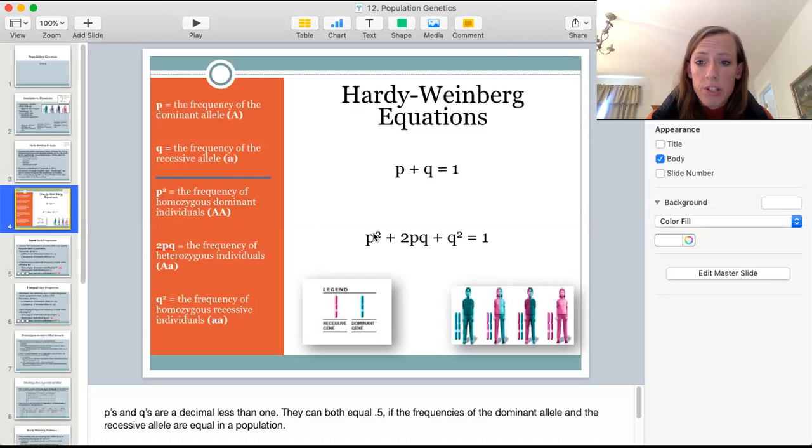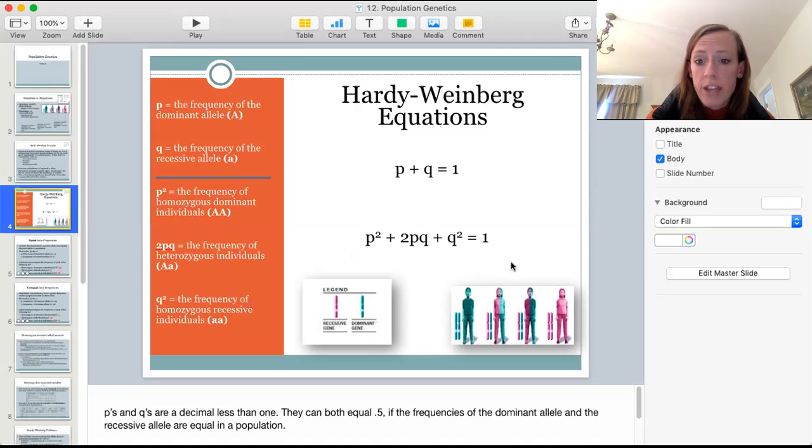Now, there's another equation here. P squared plus 2PQ plus Q squared is also equal to 1. So this is going to be the entire population, again, 1. And P squared, in this case, is going to be the frequency of the homozygous dominant individual. So any individual who got 2 copies of that dominant trait, that dominant allele, then that proportion of the population is represented by P squared, okay?